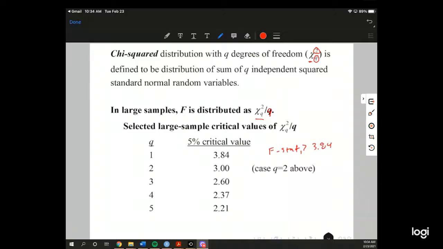If we have 2 degrees of freedom, so we're testing two coefficients simultaneously, then we reject if the F-stat is greater than 3. If we test 3 coefficients, then we would reject if the F-stat is greater than 2.6. For 4 coefficients we would reject if the F-stat is greater than 2.37, and so on. You can look up these values on a chi-squared table in the back of the book or online.